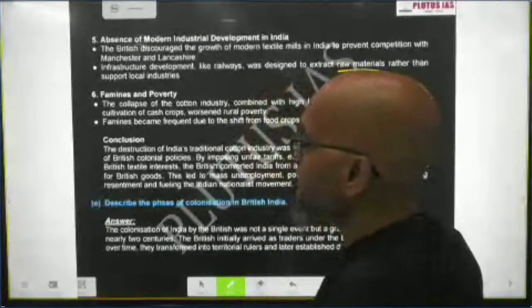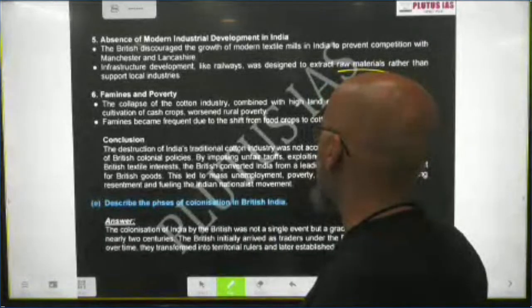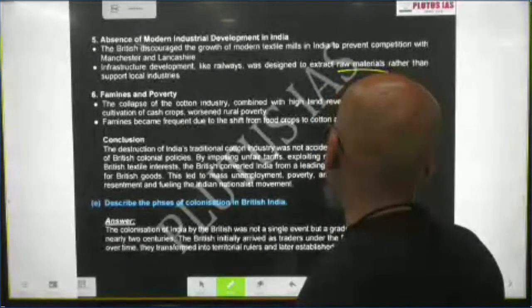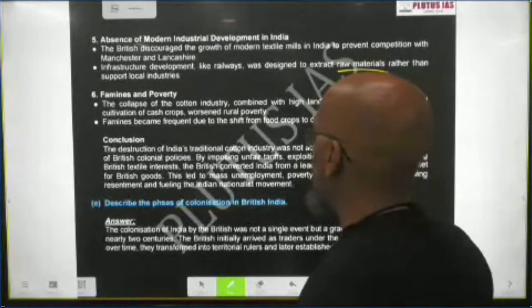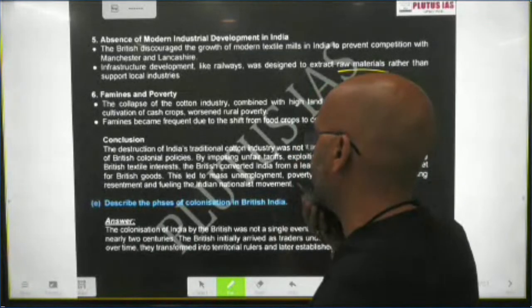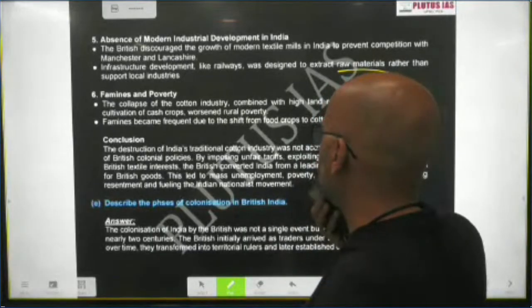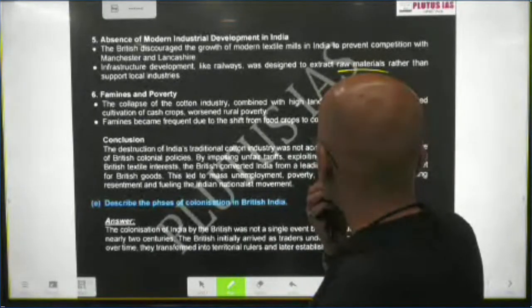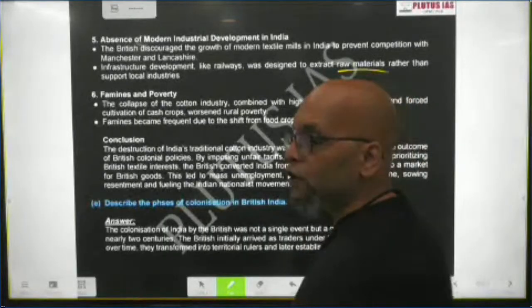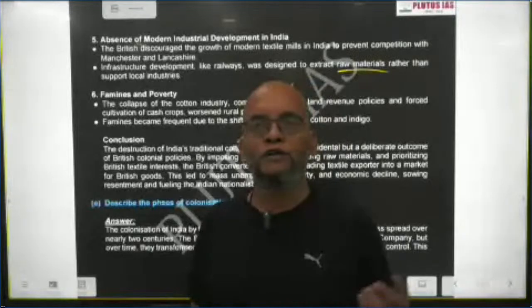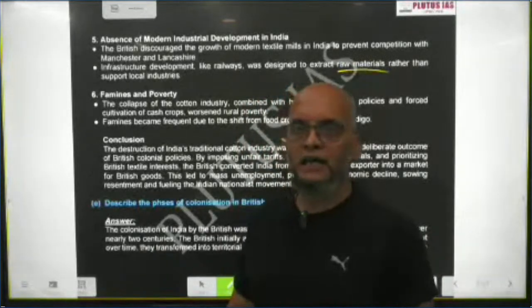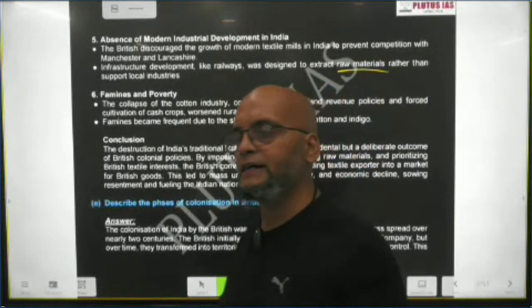Next is famines and poverty. The collapse of the cotton industry, combined with high land revenue policies and forced cultivation of cash crops, worsened rural poverty. Famines became frequent due to the shift from food crops to cotton and indigo. When you shift from food crops to cotton and indigo, there will be a shortage of food, and it became a regular pattern in India.